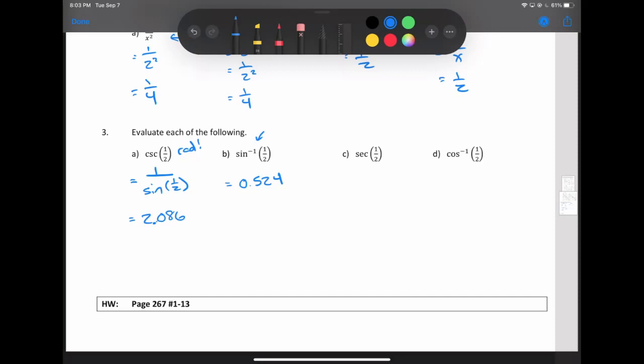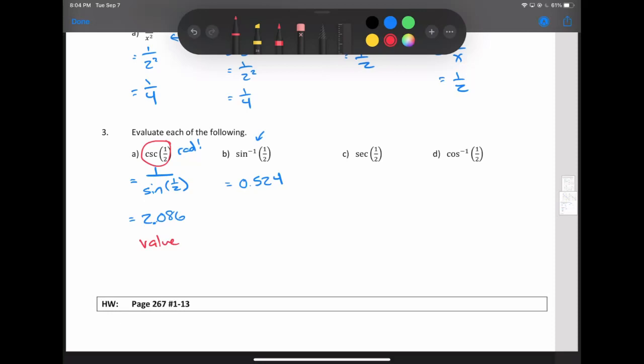Okay, so they're different numbers. That in itself is a little bit of an issue. There's an even bigger issue. Over here, with this one, cosecant of 1/2. 1/2 is an angle. Cosecant of 1/2 is a value. Kind of get what I'm saying here?